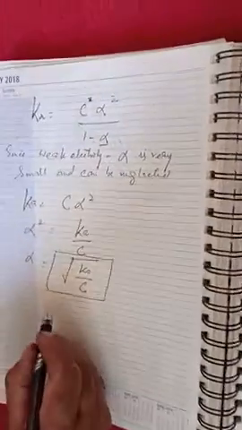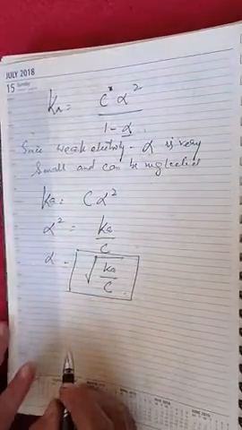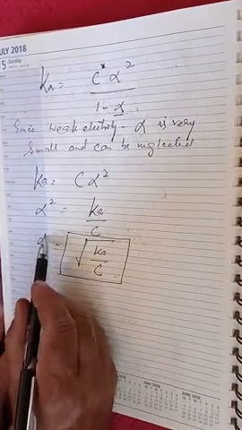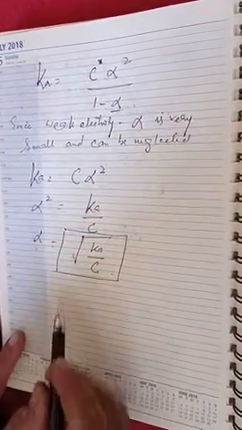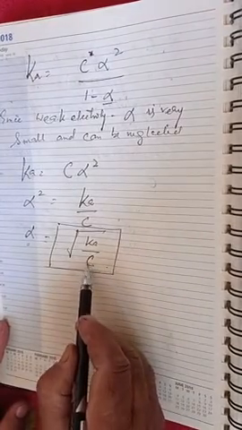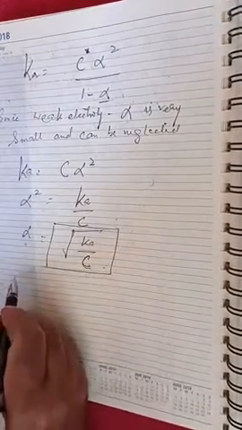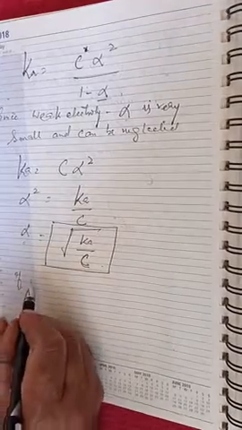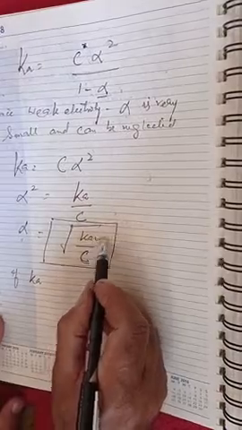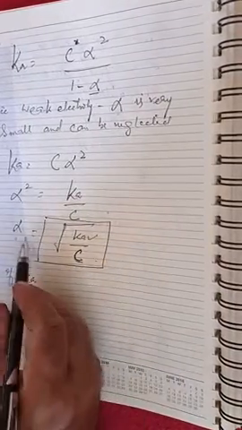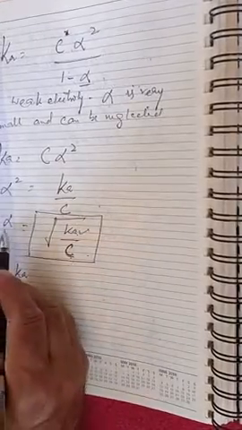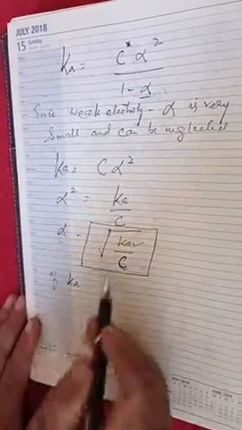Now the degree of dissociation can be calculated mathematically if the concentration is known. So if Ka is known and the concentration is known, you can calculate the degree of dissociation of weak electrolytes.